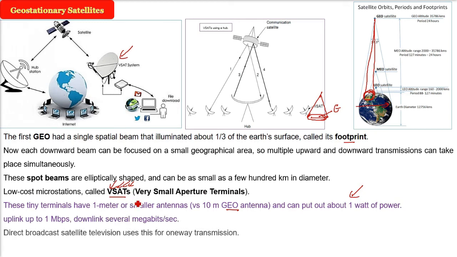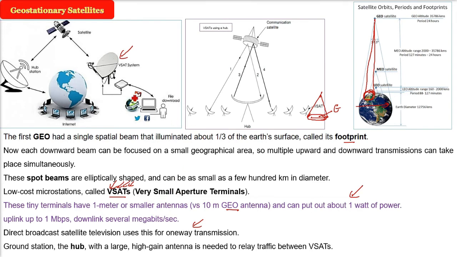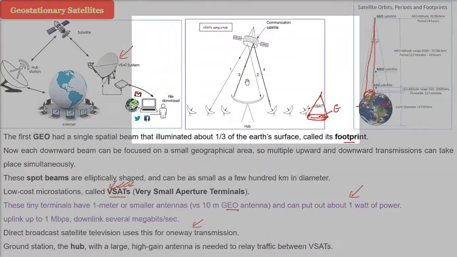Direct broadcast satellite television uses this VSAT for one-way transmission. So VSAT was also a revolution, because now we can use this for various activities. The ground station, we call it a hub. So you see here, I am showing you the VSAT. We have the high gain antennas here. So this is a hub, VSAT.